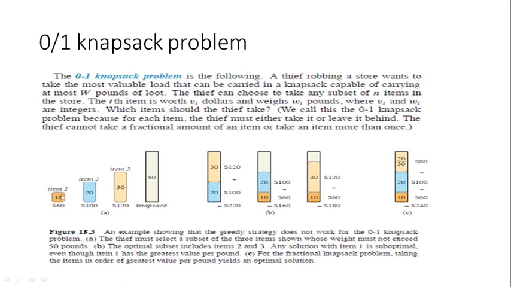You can see here, item 1 is, let's say, 10 pounds or 10 kg, whatever you want to say, and the cost of the item is $60. Item 2 is 20 pounds and the cost of the item is $100. Item 3 is 30 pounds and the cost of the item is $120. And he has a knapsack whose total capacity is 50 pounds. So maximally he can carry a total of 50 pounds of gold items in the knapsack. So this is the problem.